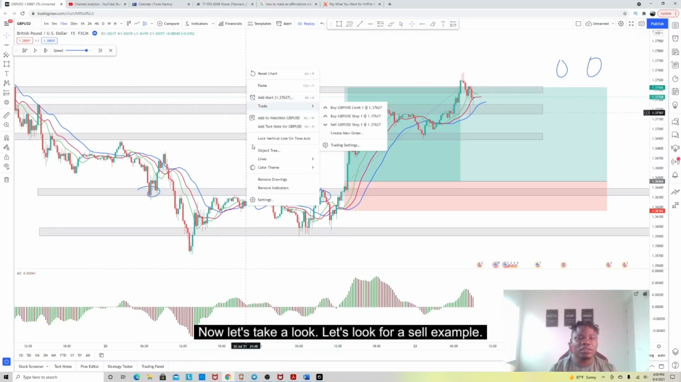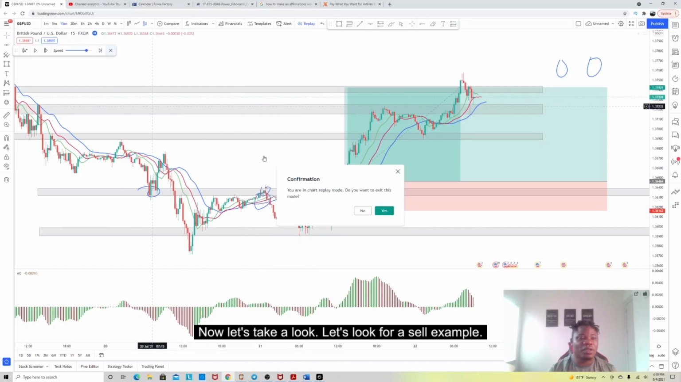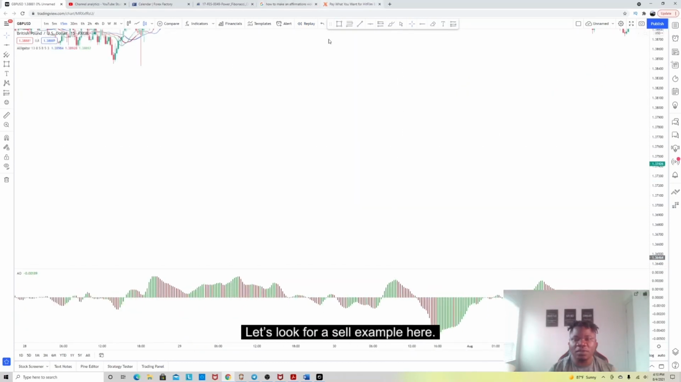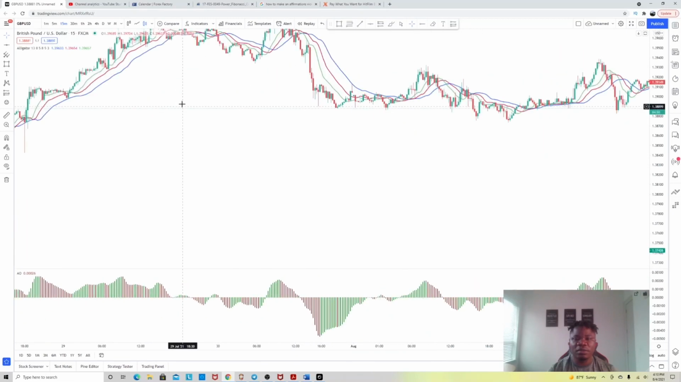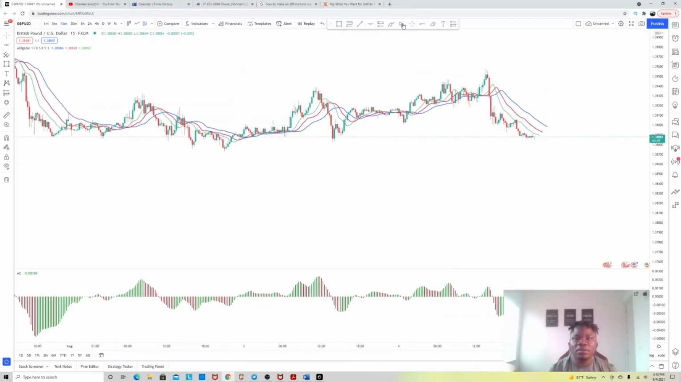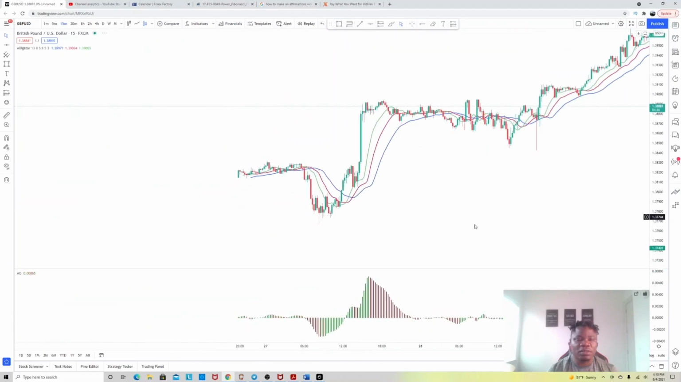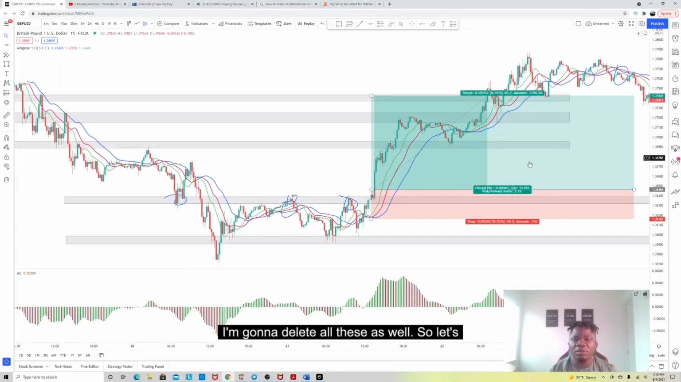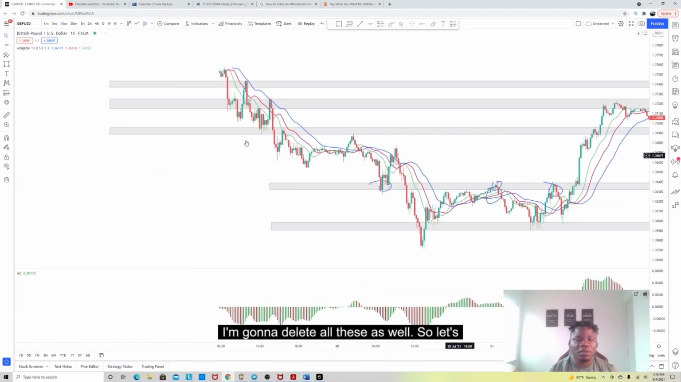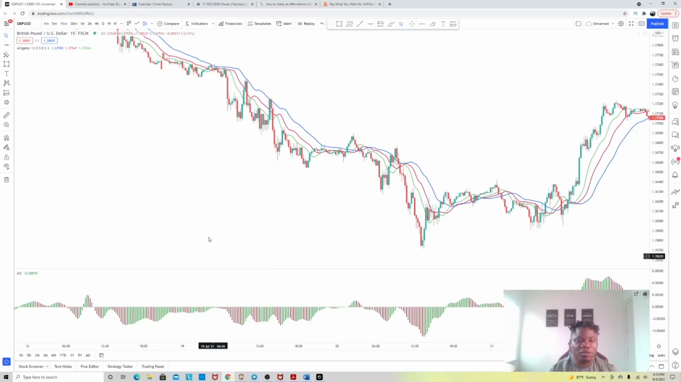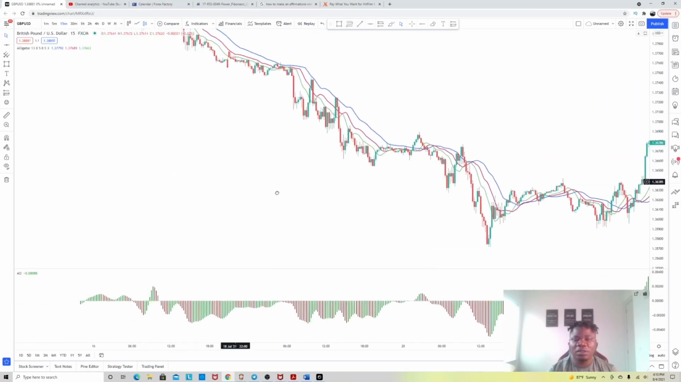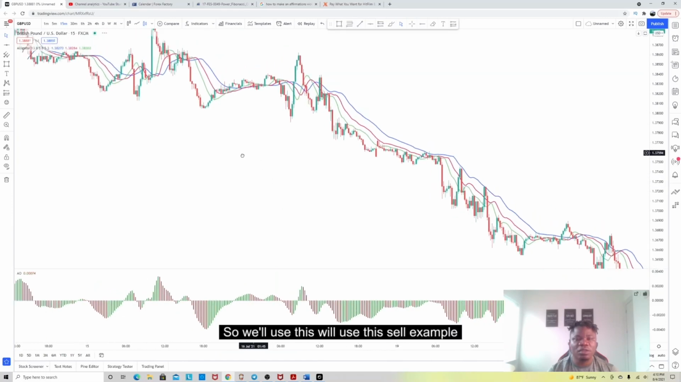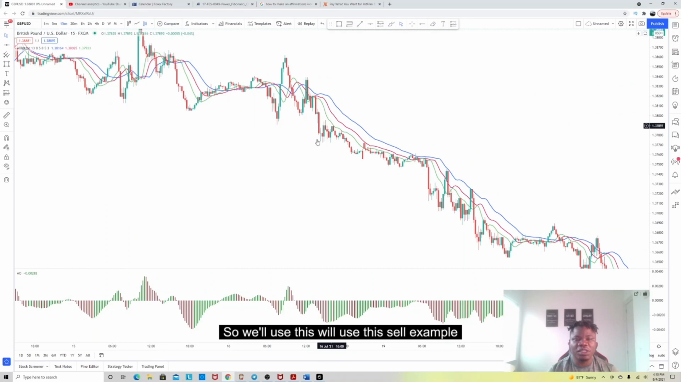Now let's look for a sell example. Let me delete all this here, and the drawings as well. Let's look for a sell example here real quick. So we'll use this sell example right over here.